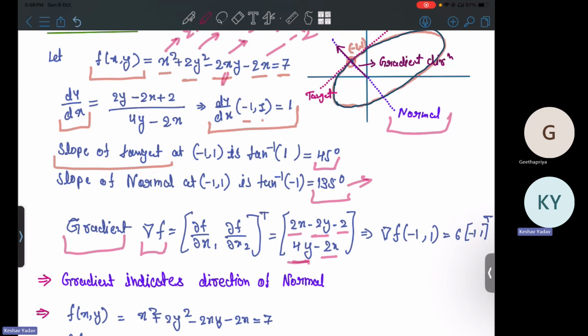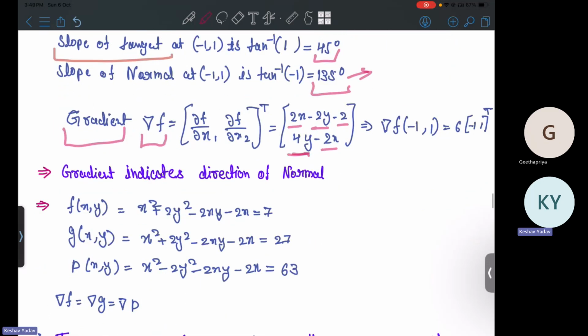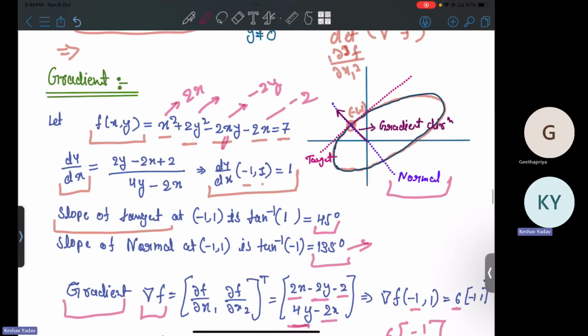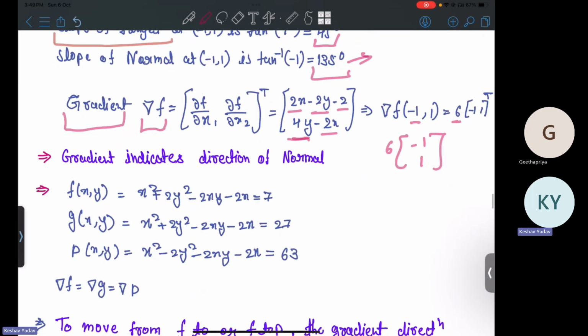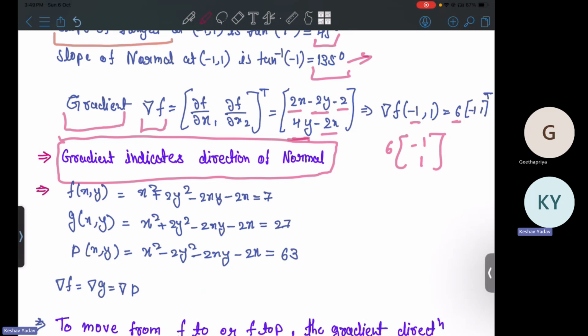And from here 2x. So if you find the gradient at the given point minus 1 comma 1, it will be equal to 6 minus 1 1. Means what? This gradient is a vector which is 6 minus 1 1, pointing towards that. Means the gradient indicates the direction of the normal. From here we can say the gradient indicates the direction of normal.